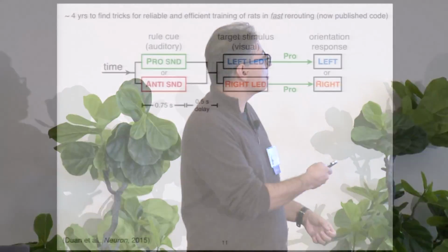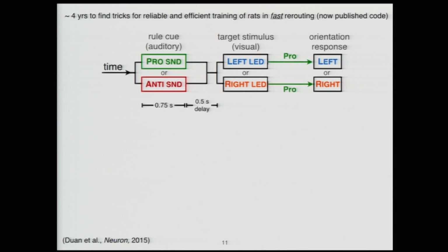If the sound that we played at the beginning of the trial was pro, then what the rat has to do is turn towards the LED. If the LED was on the left, go left. If the LED was on the right, go right. But if the sound that we played was the anti-sound, then the animal has to do the exact opposite. If the LED is on the left, now go right. If the LED is on the right, now go left.